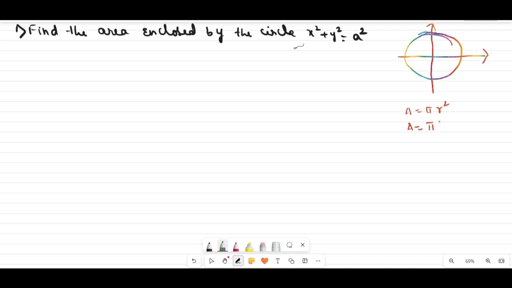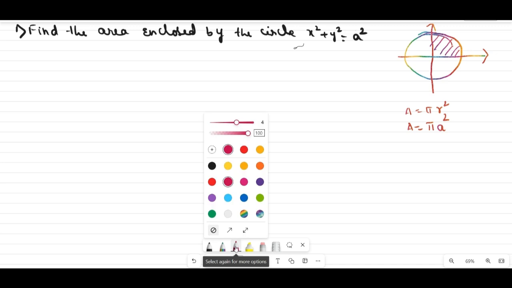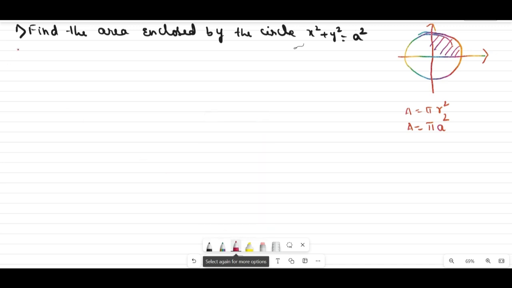So what should we get? Using integration, we should find the area of the circle. So pi a square we must find out. What I will do here is first consider the area enclosed in the first quadrant. If you multiply that area by 4, you will get the required area. That is what I will do here. So let us move to the solution of this question.